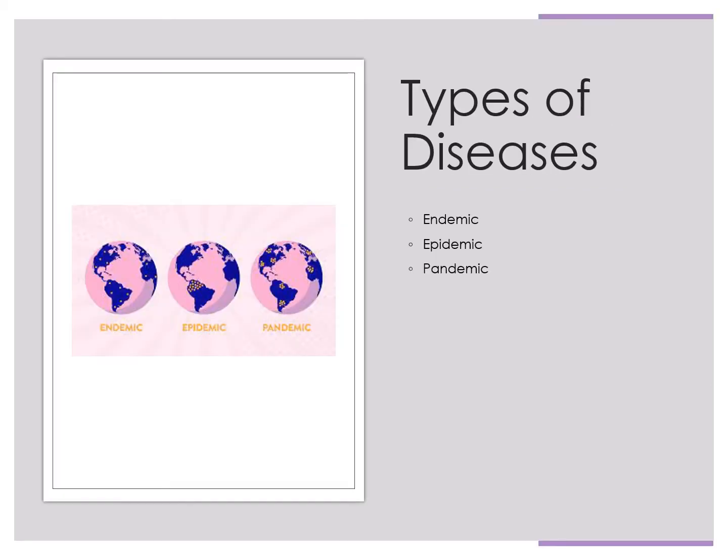There are 3 types of diseases that are prevalent to epidemiology. All 3 of these diseases help epidemiologists determine the state of health in different populations. The 3 types of diseases that are studied are endemic diseases, epidemic diseases, and pandemic diseases. In the next couple slides, I will go into more detail on each of the diseases and how they are used in epidemiology.